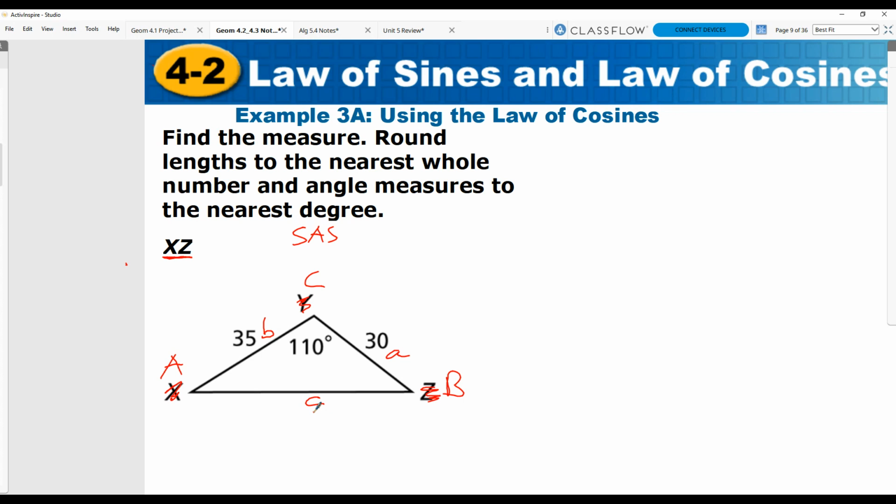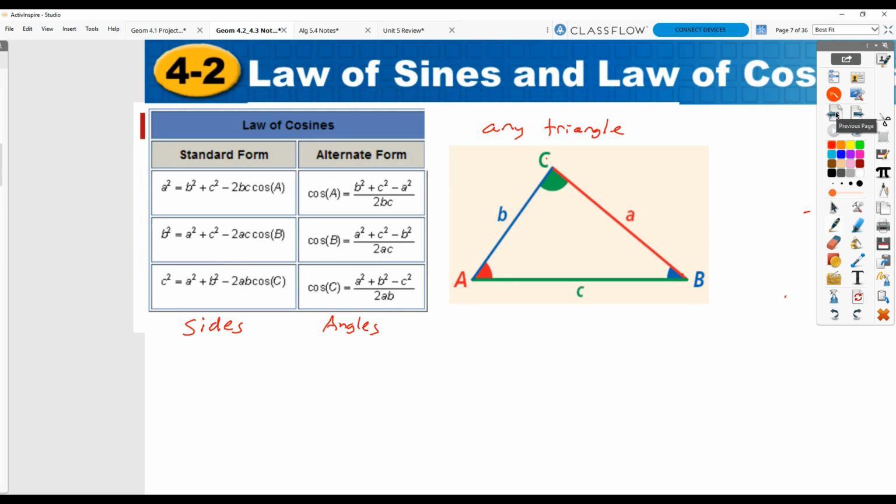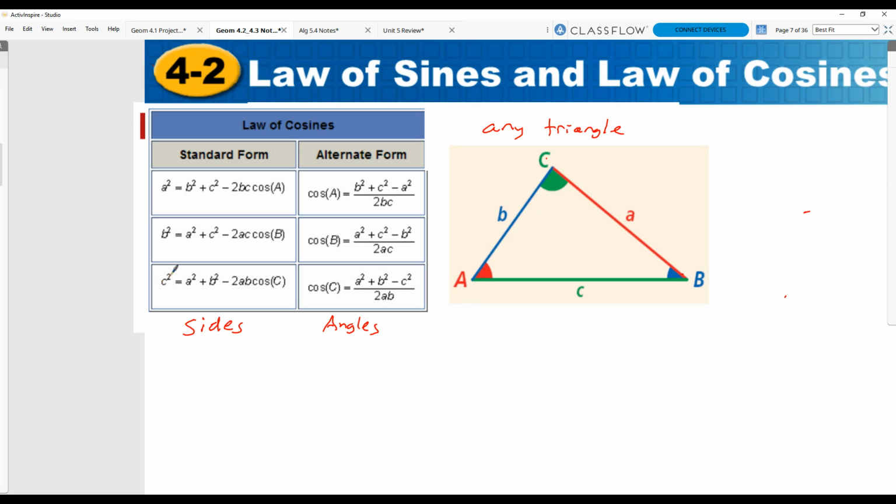I'm going to go back to my formulas, and I have 3 different ones. This bottom one here with C squared will tell me the length of side C, so this is the one I want to use. C squared equals A squared plus B squared minus 2 times A times B times cosine C, which looks like a whole crazy mess right now, but once we plug the numbers in, it's really not too bad. I'm going to copy this formula down onto the triangle I'm working on.